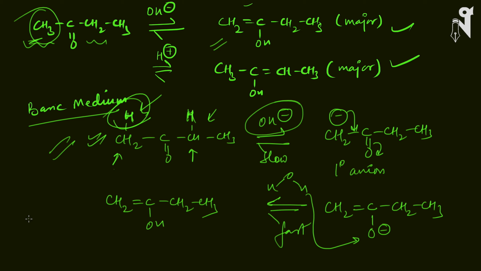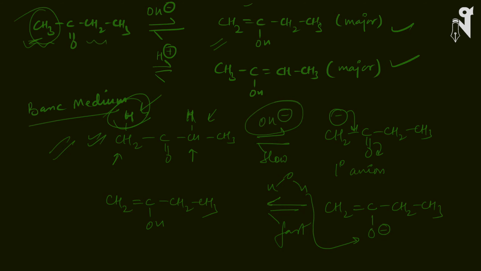Now let's see what happens in the acidic medium. So let's write acidic medium. In the case of acidic medium, I'll again write it as CH2 hydrogen, C double bond O, and then again CH hydrogen and CH3. Now understand one thing: when we talk about the mechanism with H plus, it does not attack hydrogens.